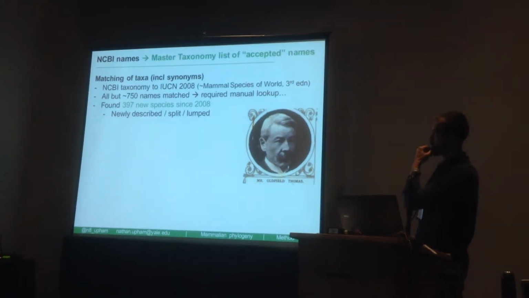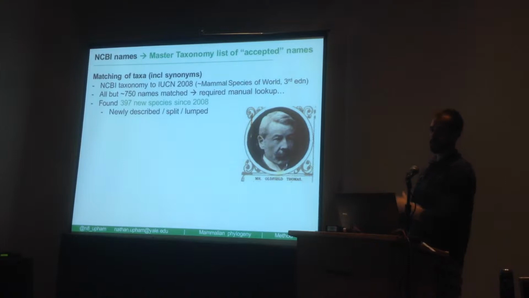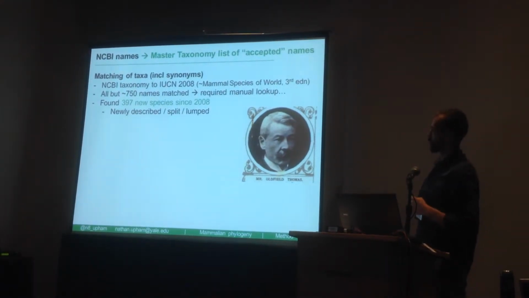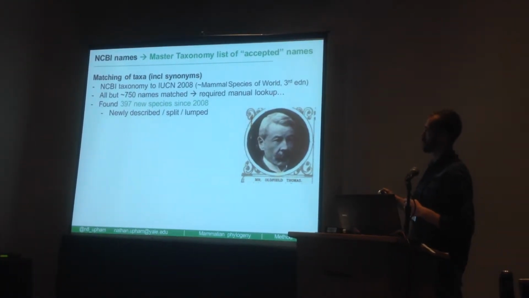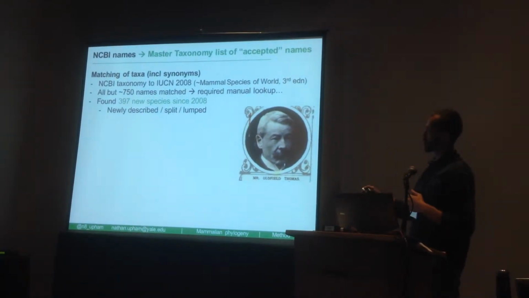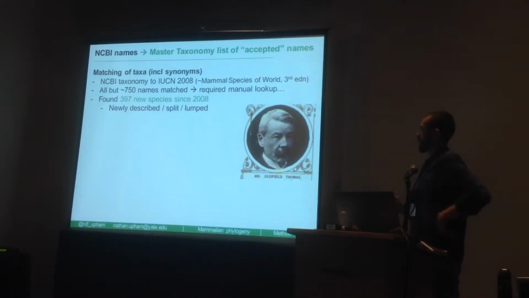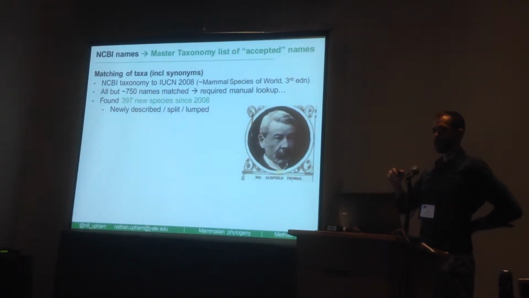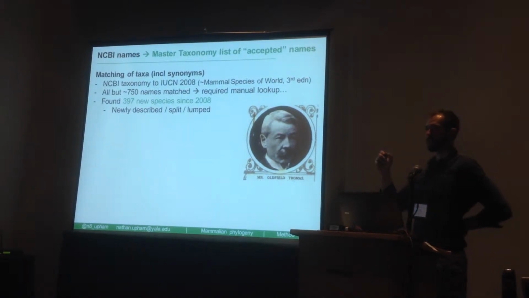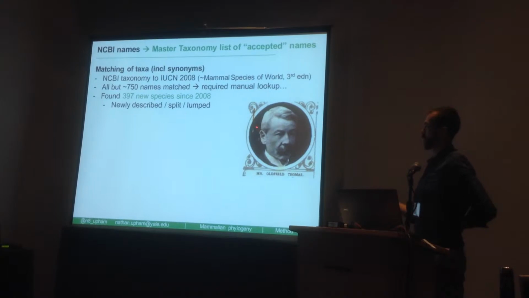So to do that, I kind of ended up matching to IUCN 2008 taxonomy, which is approximately similar to the 2005 Mammal Species of the World, including a synonym checking, but we still had about 750 names that we had to manually look up. And actually, this ended up being an important process because there's lots of genetic data on GenBank for species that have been described since 2008.